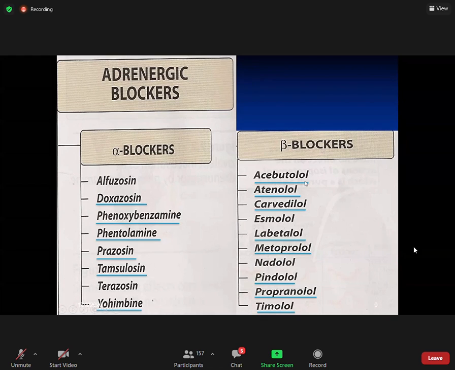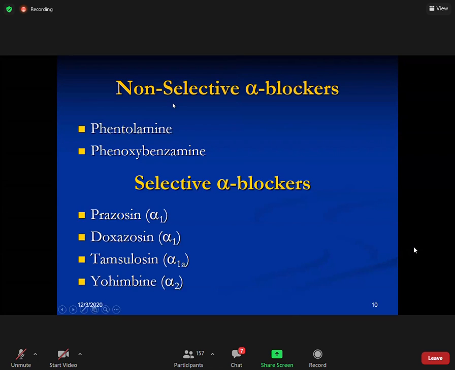Now, the easy ones, the blockers: acebutolol, atenolol, carvedilol, labetalol, metoprolol, pindolol, they always end with what? Olol. Remember, among the alpha blockers, prazosin is very well known. You have tamsulosin, which is more what? Selective. I mentioned it with the prostate. Yohimbine is not widely used. It's more experimental, which I will illustrate more in the upcoming slides. Now, non-selective, you have phentolamine and phenoxybenzamine. These are non-selective alpha blockers.